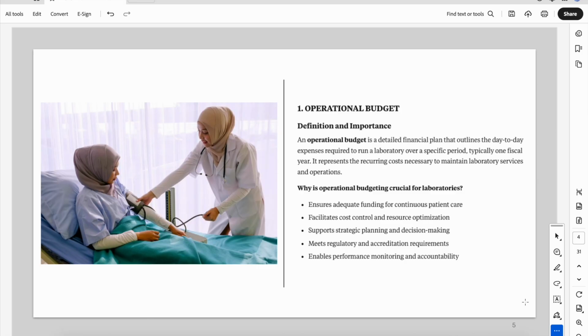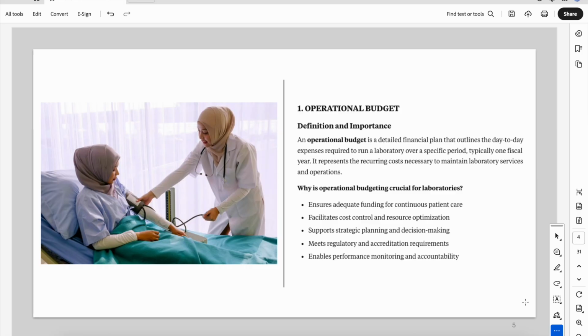But why is operational budgeting so crucial for laboratories? Let me explain 5 key reasons. First, it ensures adequate funding for continuous patient care. Without proper budgeting, you might find yourself unable to purchase essential reagents or maintain critical equipment, directly impacting patient services. Second, it facilitates cost control and resource optimization. By tracking where every ringgit goes, you can identify areas of waste and opportunities for improvement.